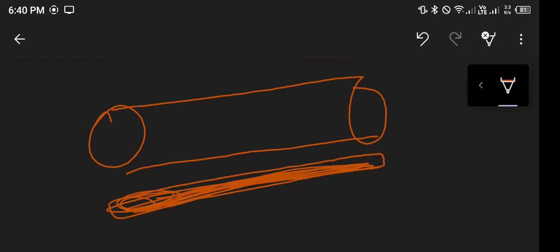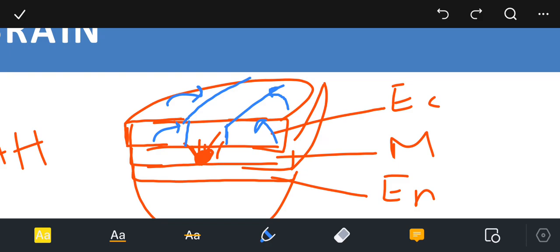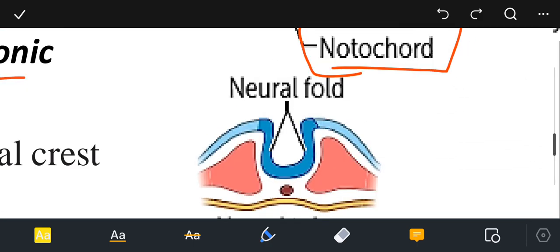Now this neural tube has two pores. This one is the anterior neuropore and this one is the posterior neuropore. So you must remember these things. These are the basic embryology of the nervous system. Now let's continue with our session. We were talking about the development of the neural folds.